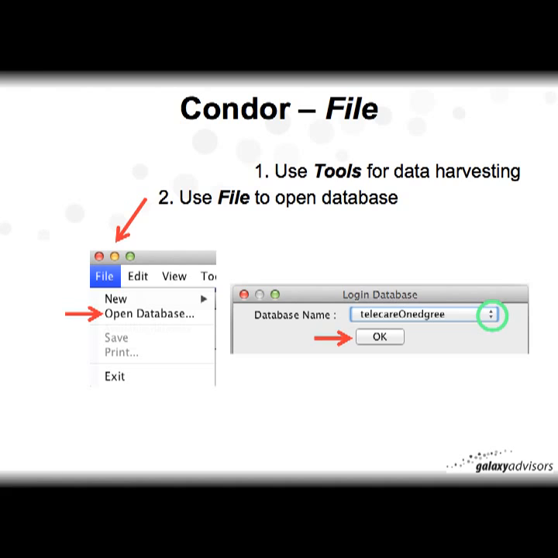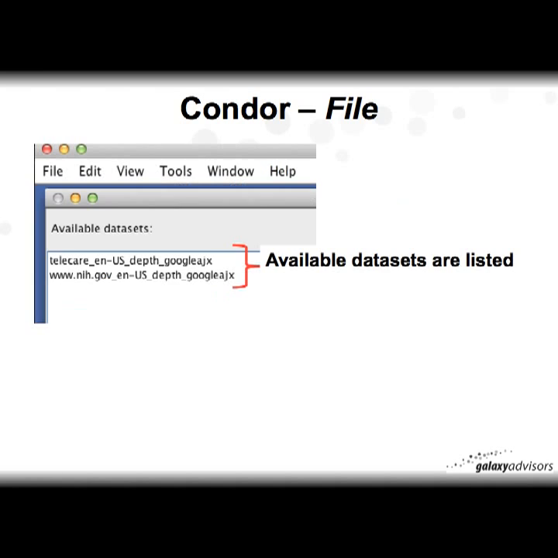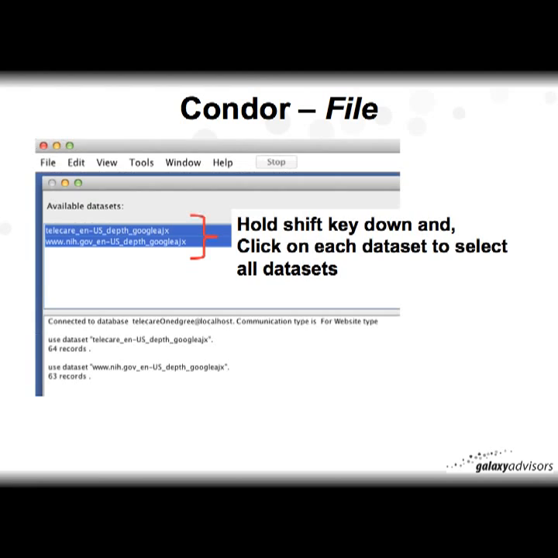So at this point now, let's use the file command, open database, go back and open telecare 1 degree. And you'll see that you'll have 2 data sets available, telecare and the NIH Gov, which again both have the suffix appended to it, so you know it came from the Google search tool. Now hold the shift key down and select each of the data sets, and then you'll notice that each time you do it, it tells you the number of records that are contained in that data set below.